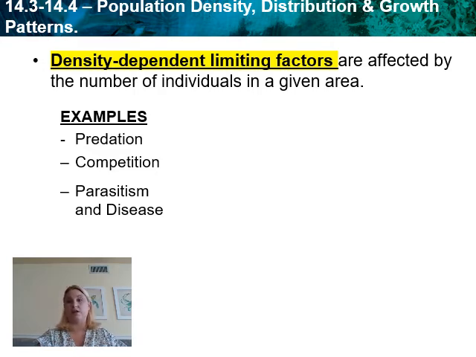So we have things like predation. Okay, predator-prey relationships are density dependent, right? How many predators are there to the amount of prey? Competition is another density-dependent factor. If there's not enough worms to go around for the robins to eat, well, some are going to die because they don't have enough food. Parasites are density dependent because they can spread through. Disease, because it can spread through those populations pretty quickly.